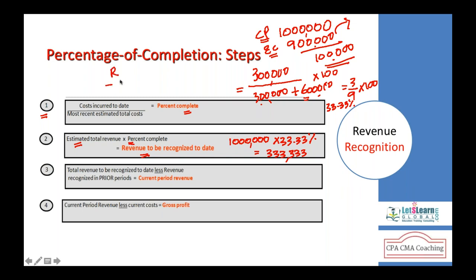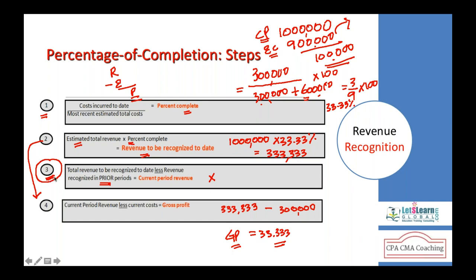You know that revenue minus expense will give you profit. How much did you incur in the current period? Okay, so once you complete the second step, you should immediately jump to the fourth step in the first year. Why? Because step 3 is total revenue to be recognized less revenue recognized in the prior periods. In the first year, there is no prior year, so there is no step 3 for first year revenue recognition. So simply, current period revenue, that is 1 million times 33.33%, that is 333,333, minus cost incurred in the first year, that is 300,000, equals 33,333. This is the gross profit in the first year.